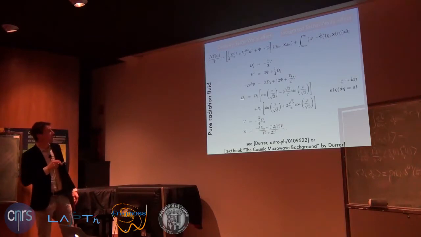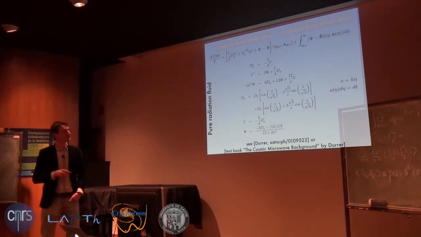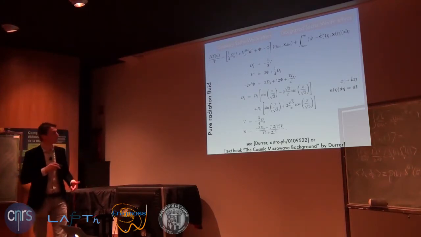So the solution to this is some oscillatory function, where this x is the Fourier mode k times a time parameter eta, and eta is simply a straightforward function of time t. So when eta grows, it's because t grows. So why is this parameter x interesting? Why does it depend on k and eta? It tells you that different length scales follow the same oscillatory pattern, but at different times.